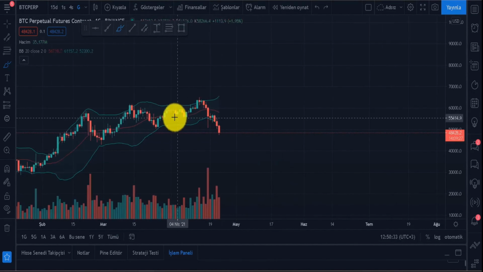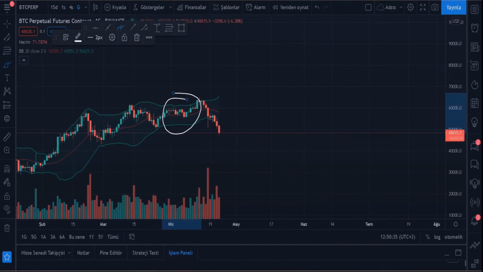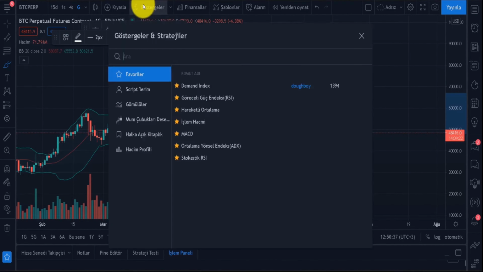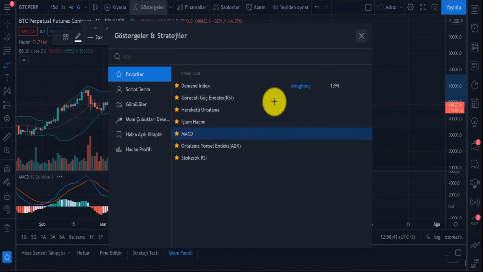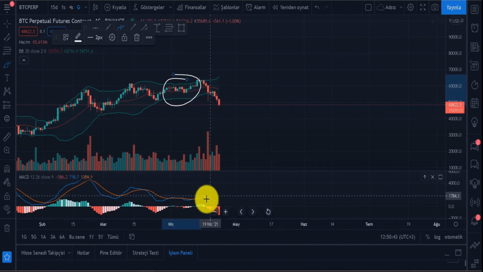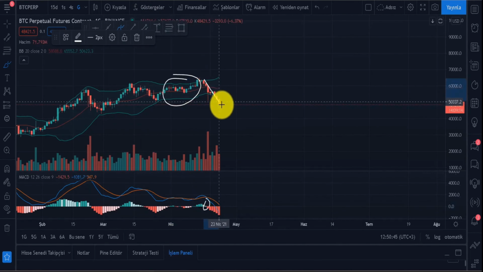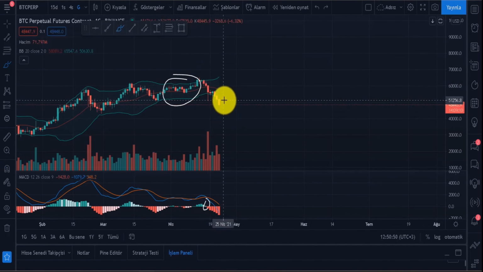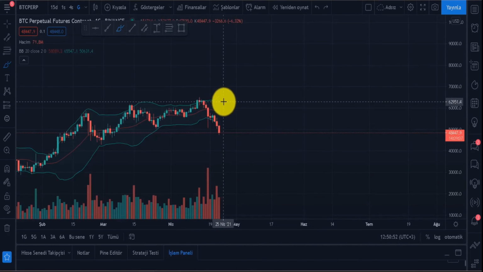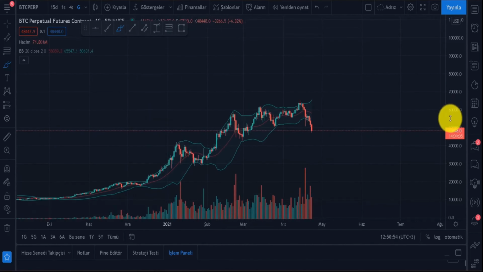For example, here, you can see that there has been a narrowing again. For instance, we mentioned what other indicators there are. We can look at moving averages or the other indicator from here, as you can see. Since it has given a sell signal, we can determine that the direction is downwards, and considering that volatility will increase, we should take our precautions. Here, friends, this is how Bollinger Bands are used.